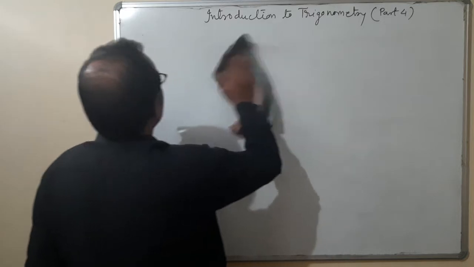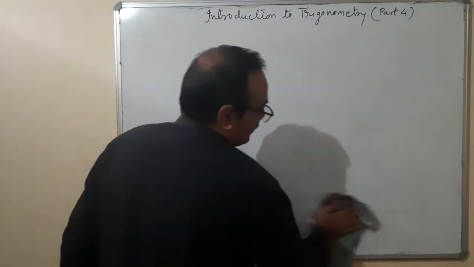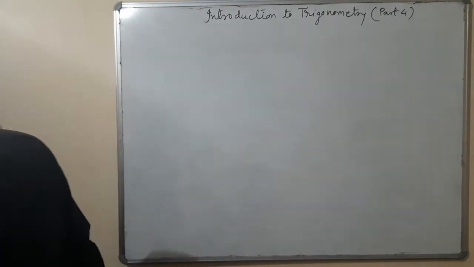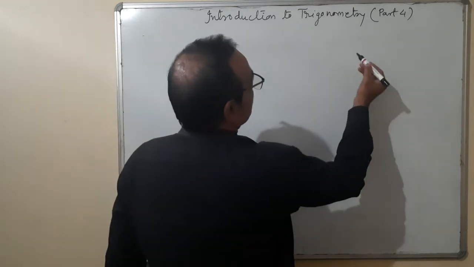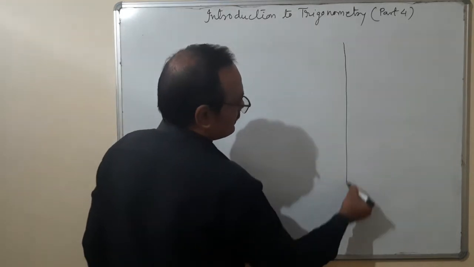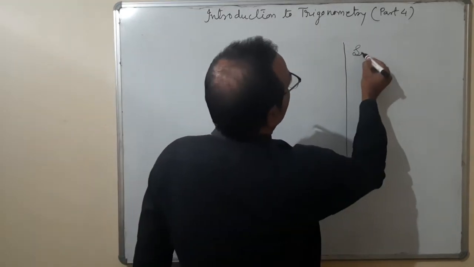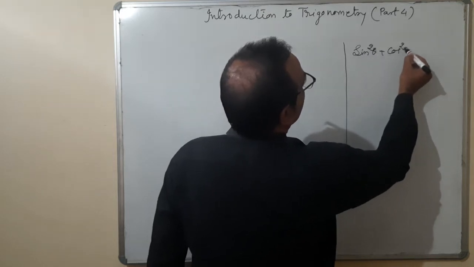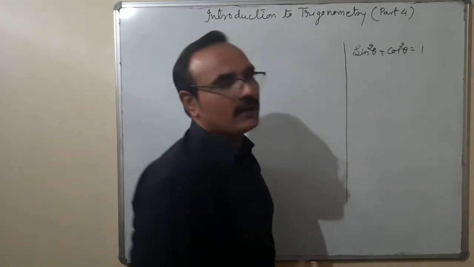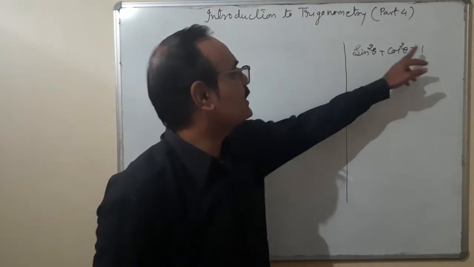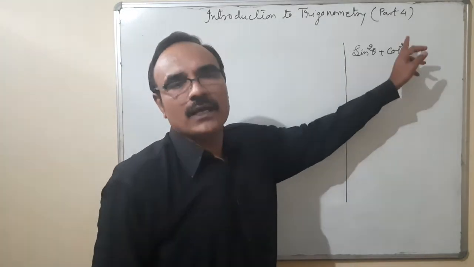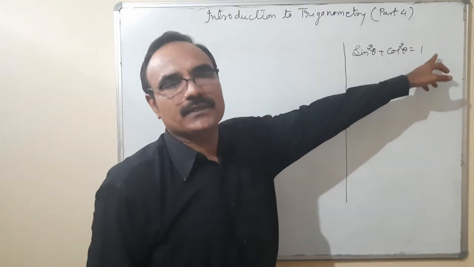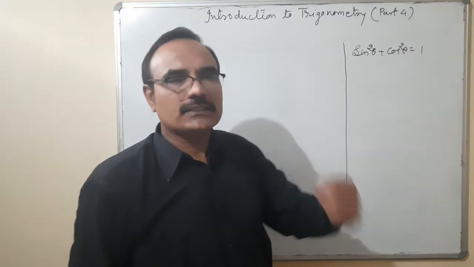I am writing the identities here, and then we'll start exercise 8.4. These are the identities which I am writing here. Sin square theta plus cos square theta is equal to 1. We can use it like that: sin square theta is equal to 1 minus cos square theta, cos square theta is equal to 1 minus sin square theta. So you will understand these are the three, not 1.